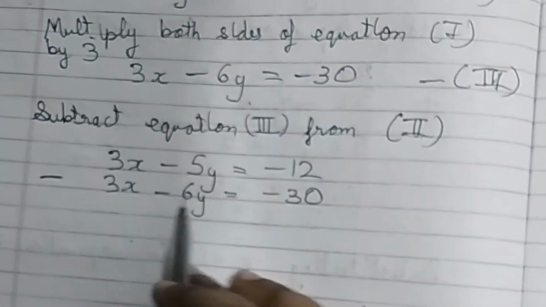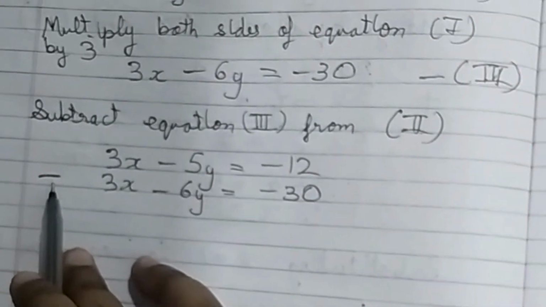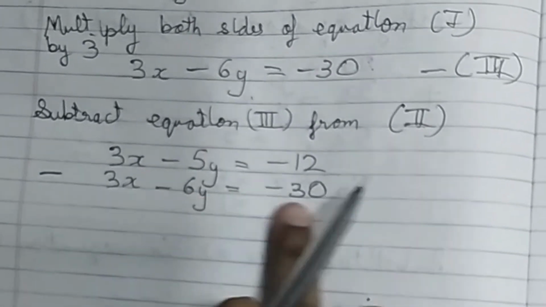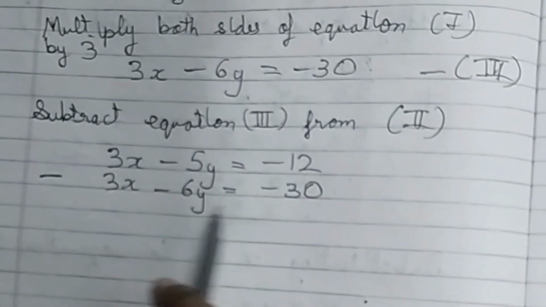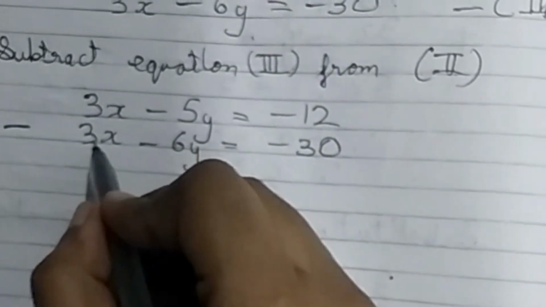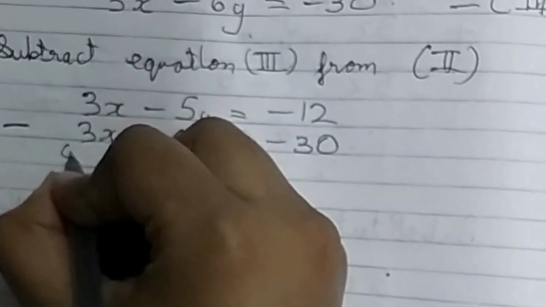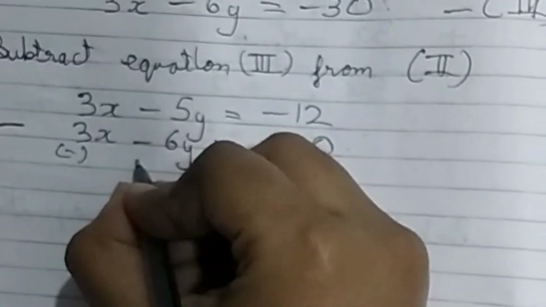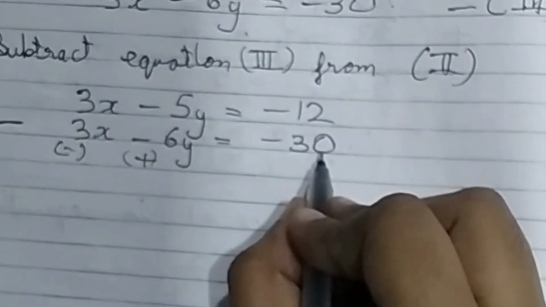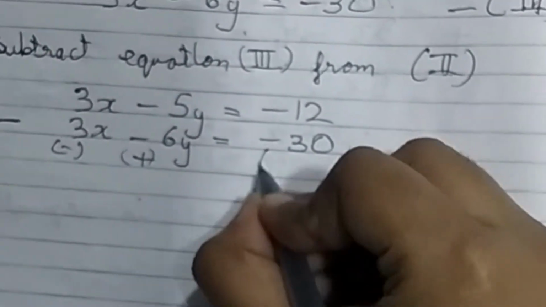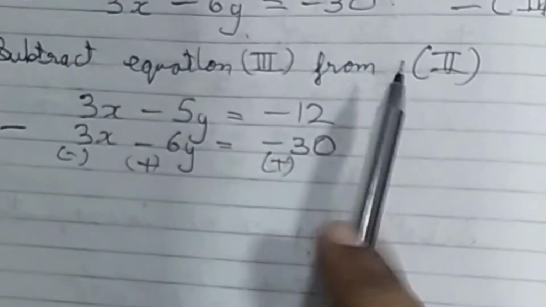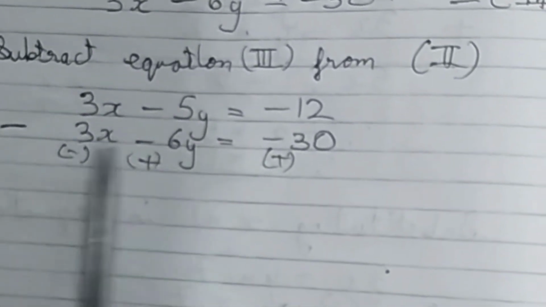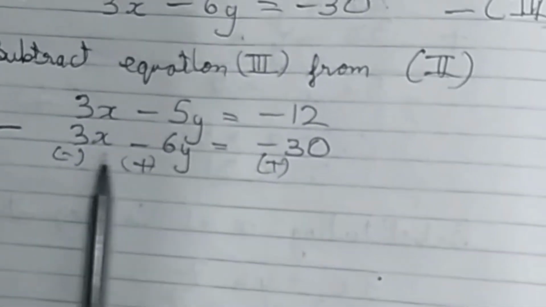Now as you can see, there is a minus here. It means the sign of all the values of the equation that comes after the minus will change. Here there is 3x, so here we will put minus 3x. Here there is minus 6y, so here we will put plus 6y. There is minus 30, so it will become plus 30. This sign will change. Remember, while doing subtraction, whichever equation we are subtracting, the signs of all its values will change.